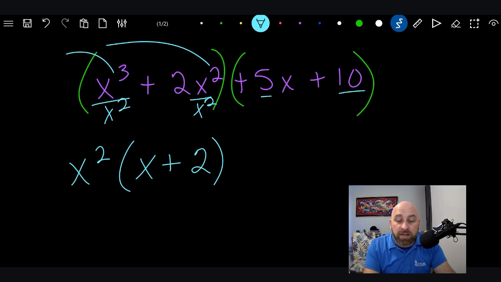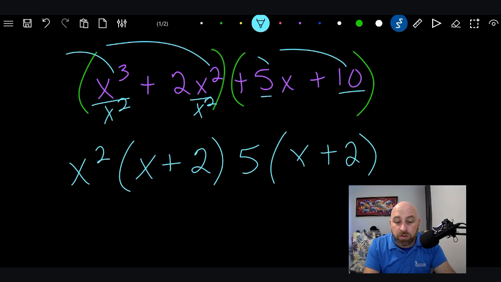Now look over here. The 5 and the 10, what's common there? The 5 is our greatest common factor. The x isn't common. There's no x in the other one, so we just can pull out a 5, and then we get an x plus 2. Interesting. Okay? So here's what we want to do now. And that 5 is a positive 5 that I pulled out, right? So we could leave that positive 5 right there.